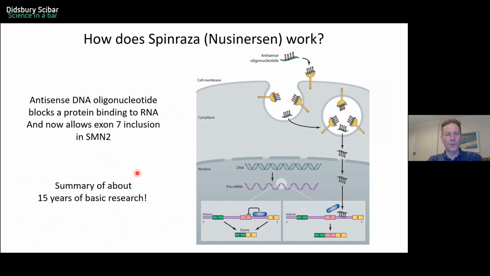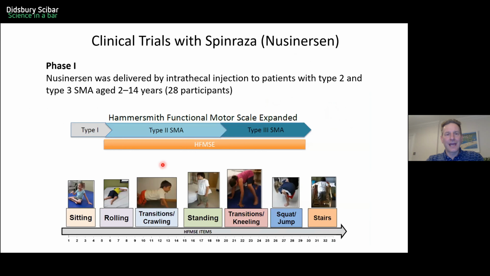Summarizing a whole bunch of work, what we know is that the antisense oligonucleotide can come into the cell and bind right near this exon 7, preventing a protein from binding and allowing the inclusion of exon 7. This is a summary of about 15 years of basic research. And the clinical trials were really good. In phase 1, using Spinraza, you could get improvement in all of these criteria for the SMA patients. So phase 1 worked really well.